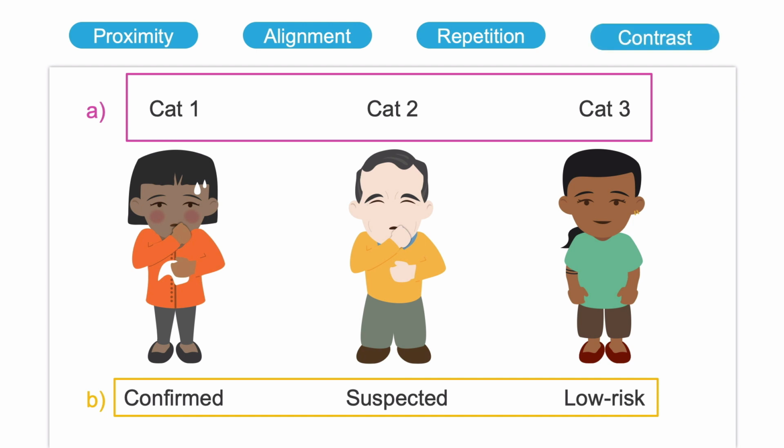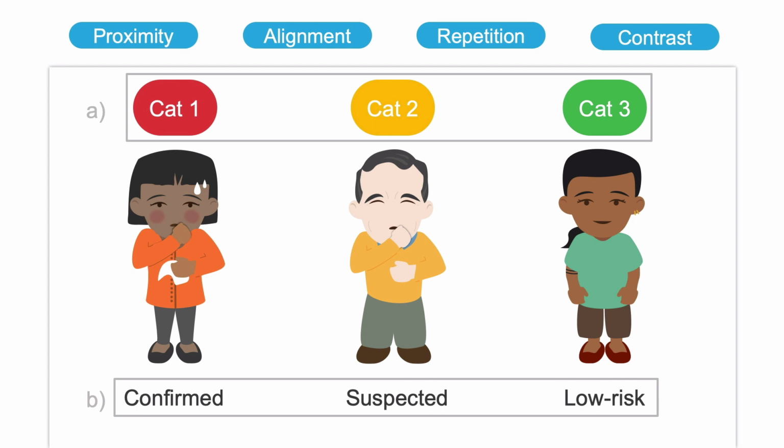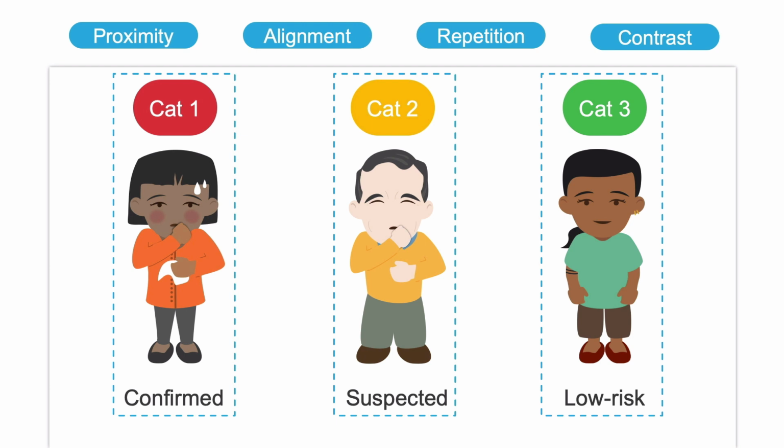This is done by adding contrast. We'll change the style of our type A information and underlay it with colored ovals. This makes it clearly different from type B. Note that we are not only contrasting type A and B, but we are also adding contrast between our 3 visual groups by choosing 3 different colors: red, yellow, and green, in the traffic light system.